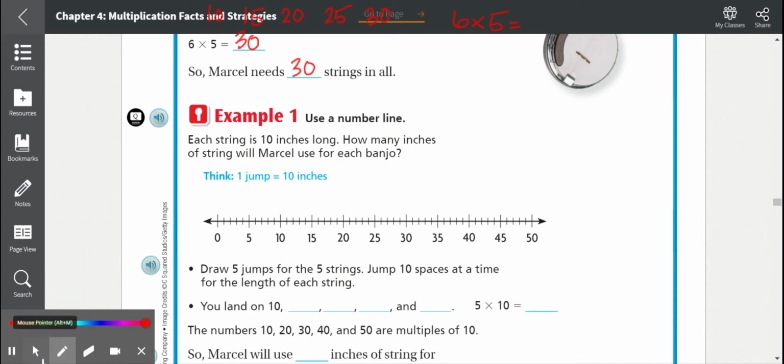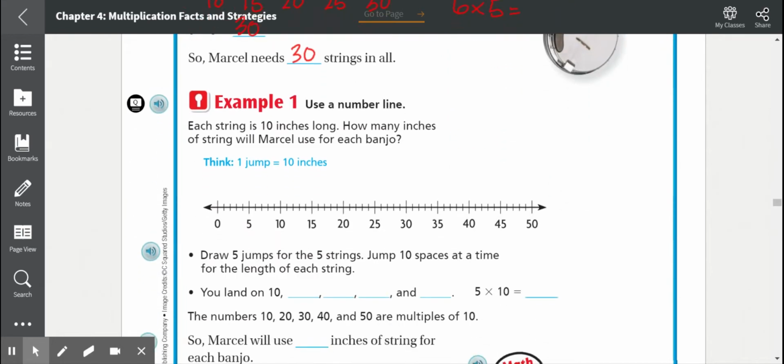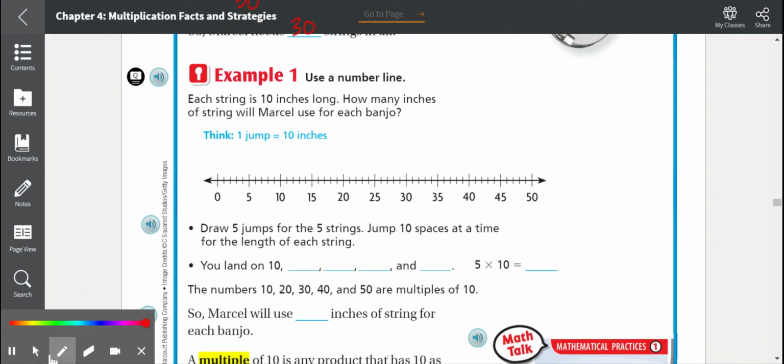So remember, how many strings does each banjo have? 5. So he needs 5 strings, and each string is 10 inches long. So draw 5 jumps for the 5 strings. Draw 10 spaces at a time for the length. So from 0 to 10 is 1 banjo, right? And he needs 5 banjos.